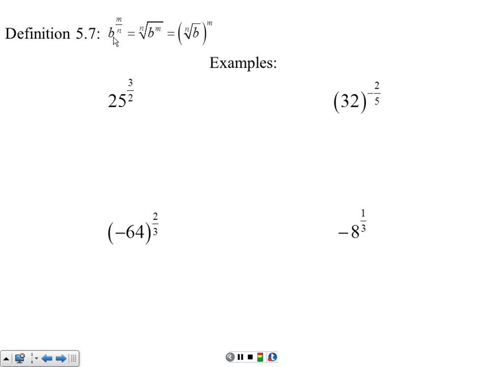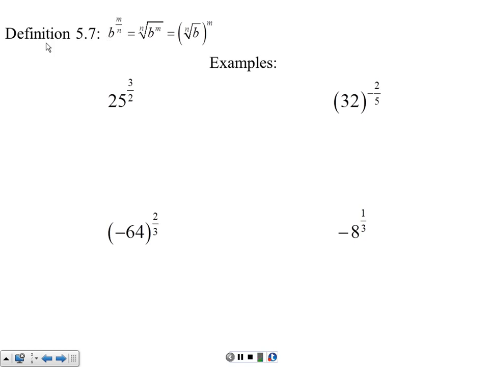So if you have a base raised to a power, that fractional exponent, your numerator becomes your exponent and your denominator is going to be your index. So it's always power over index.